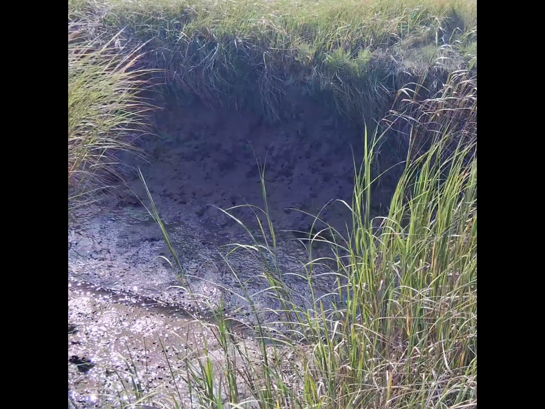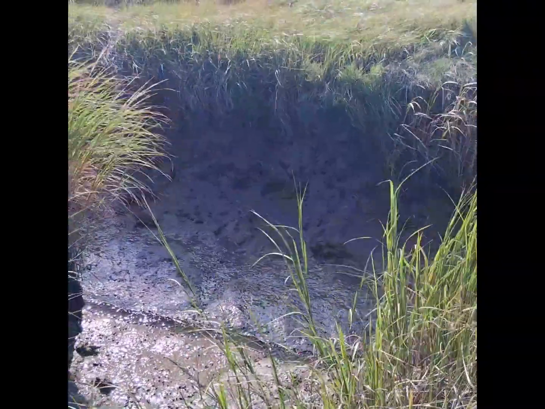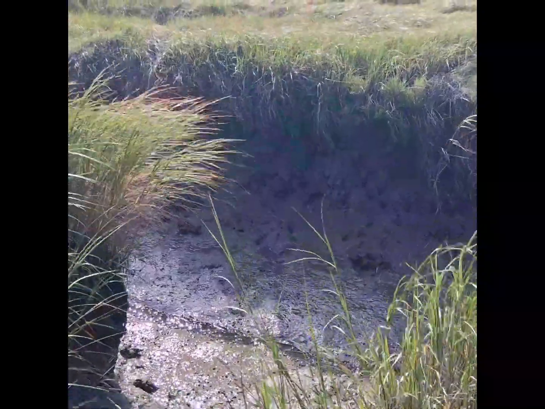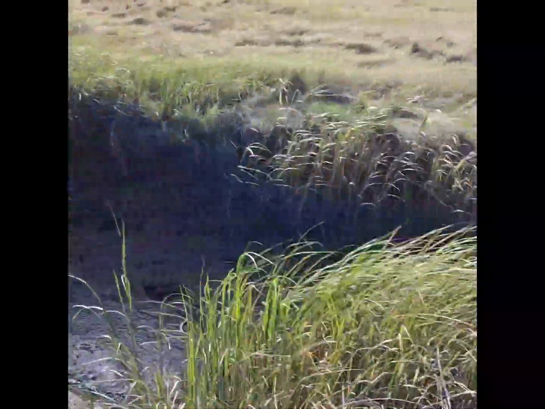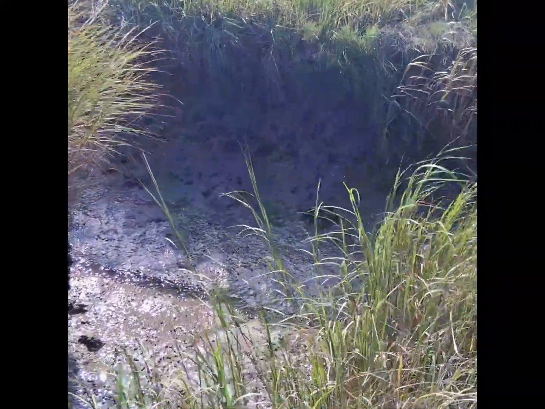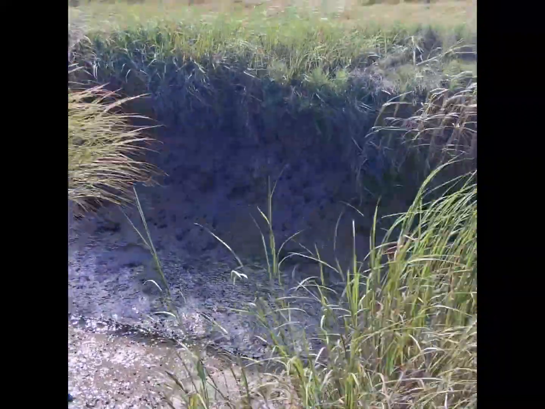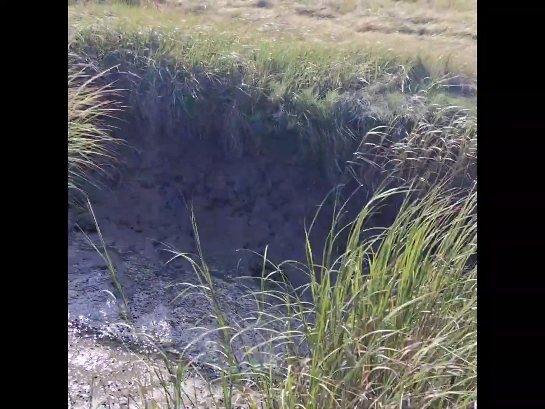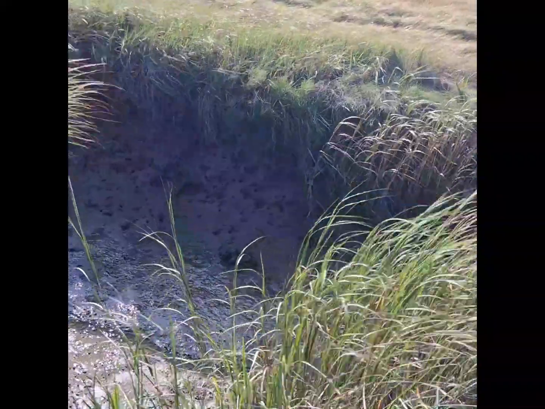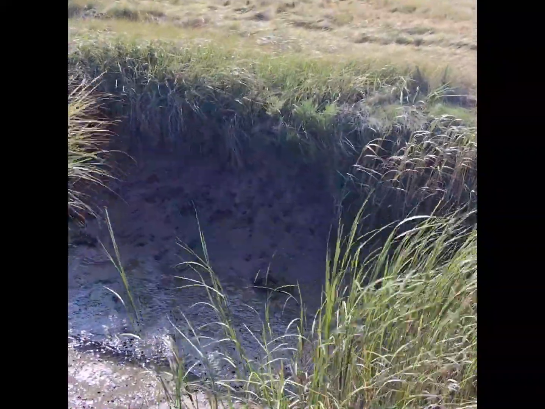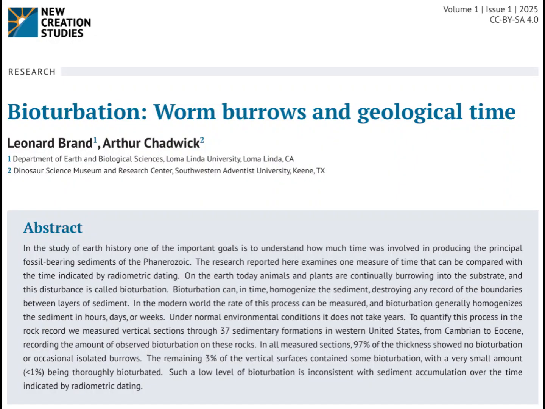But if you believe that these layers were laid down over millions of years, slowly, one on top of the other, then there's plenty of time for organisms to get in and burrow and create bioturbation in the sediment. And so what has happened now is a couple of creation geologists, Leonard Brand and Art Chadwick mainly, have published a paper now where they're talking about how they've studied a wide array of geological layers in the fossil record looking for evidence of bioturbation.